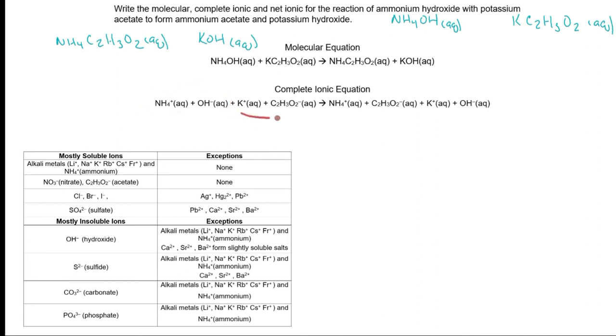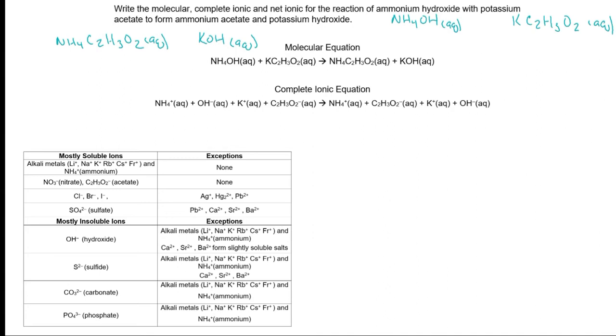Potassium acetate becomes potassium and acetate. For our products, ammonium acetate becomes ammonium and acetate, and potassium hydroxide also becomes potassium and hydroxide. So because all of my salts were soluble, everything was broken apart into cations and anions.